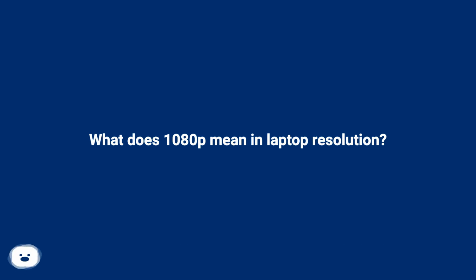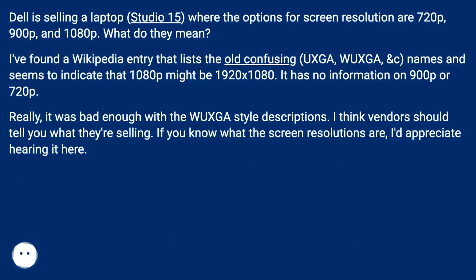What does 1080p mean in laptop resolution? Dell is selling a laptop, the Studio 15, where the options for screen resolution are 720p, 900p, and 1080p. What do they mean? I found a Wikipedia entry that lists the old confusing UXGA, WXGA, and so on names, and it seems to indicate that 1080p might be 1920 by 1080. It has no information on 900p or 720p.